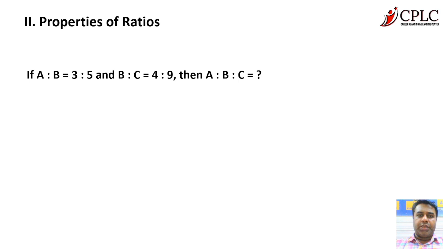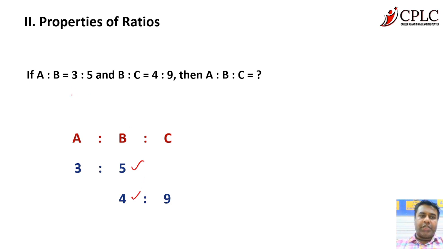In this case, it says if a is to b is equal to 3 is to 5 and b is to c is equal to 4 is to 9, then what is a is to b is to c? Simple question. So what we need to do is, since a is to b is 3 is to 5 and b is to c is 4 is to 9, the values of b are different.